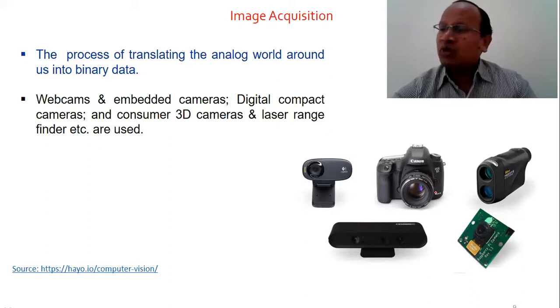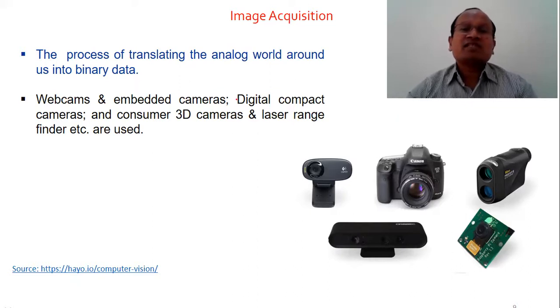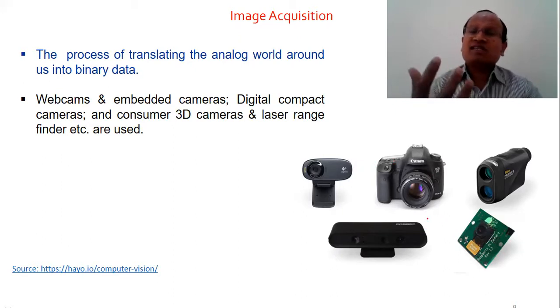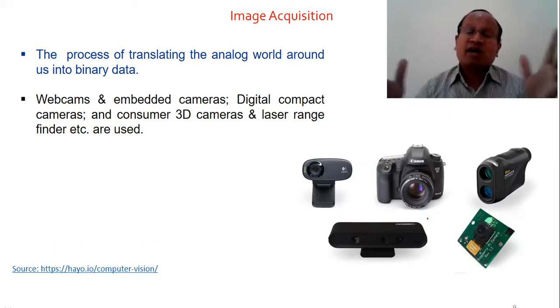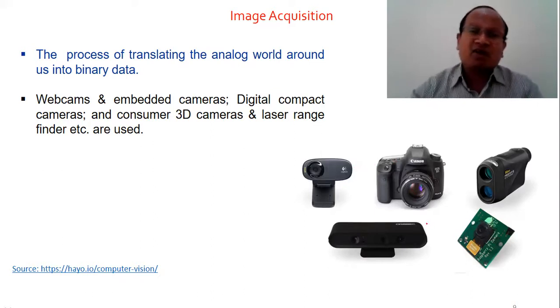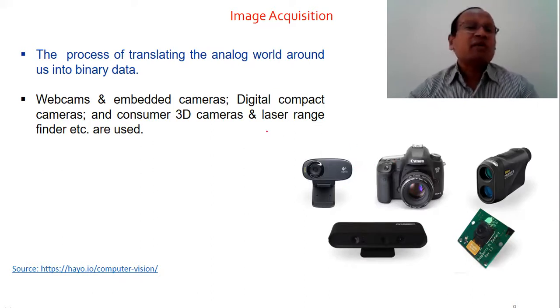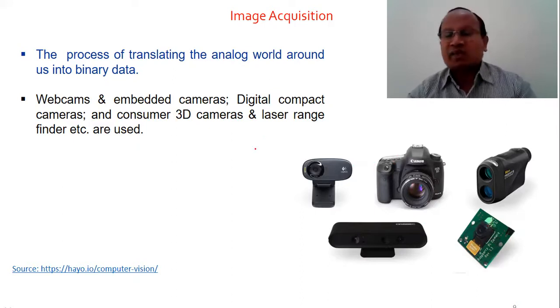We need to know what image acquisition is. This is the process of translating the analog world around us into binary data. And these are different types of cameras, like the MEMS-based cameras which are common these days. You cannot find big cameras or big sensors in smartphones; they are MEMS-based devices. So different types of cameras and optics are used: embedded cameras, web cameras, digital cameras, consumer cameras, laser-based cameras.